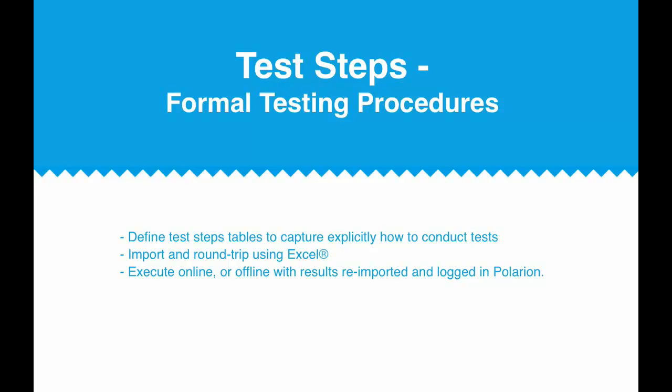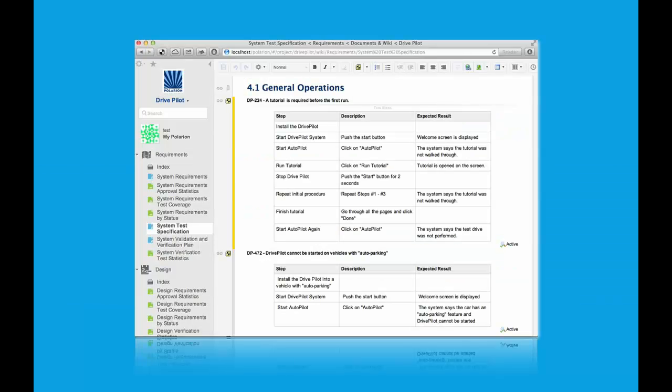But actually we realized that test steps are important not only for long test case procedures, but also to really have formal procedures. So we introduced test steps during this year. You can define the model of your test steps, what the columns are. You can import and round trip using Excel. You can execute it online or offline, with results being re-imported and logged into Polarion.